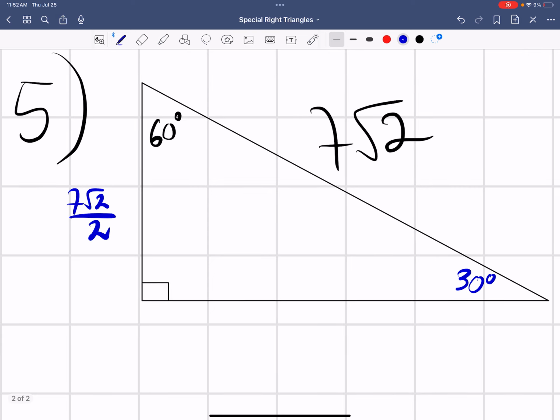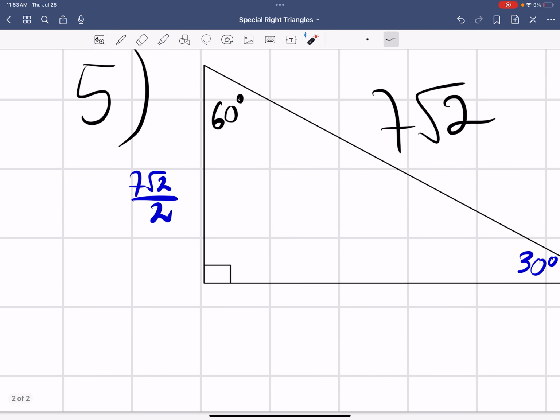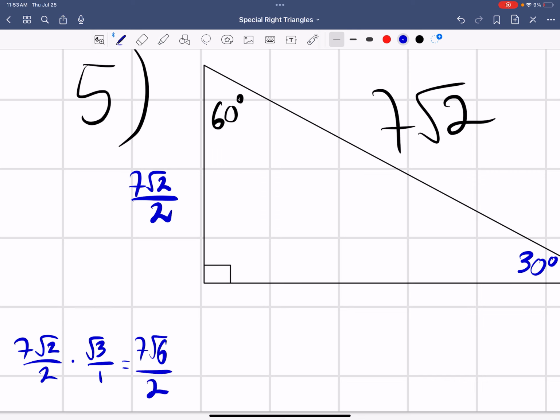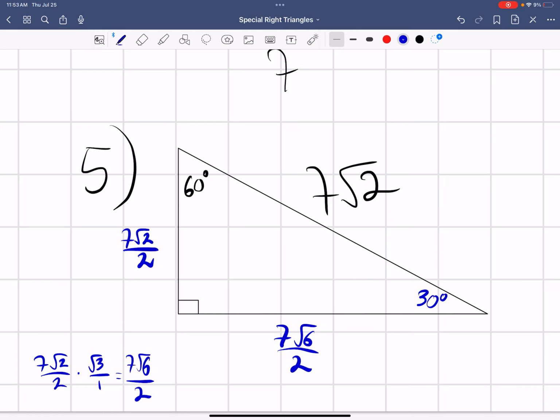Then to go from the short leg to the long leg, we multiply by root 3. So we can do our work elsewhere. We'll take the short leg, 7 root 2 over 2, and multiply it by root 3, which is the same thing as root 3 over 1. What will that come out to? Well, on the top we'll have 7 root 6, because root 2 times root 3 is root 6, over 2. And that's our final answer. Done. So that's how you handle those 30, 60, 90 triangles.